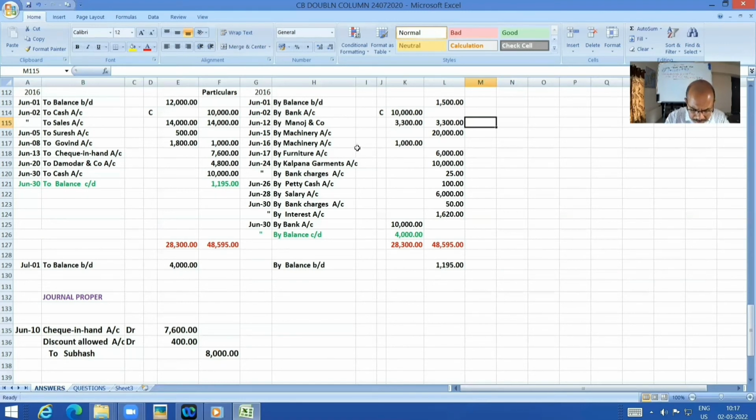Check received from Subhash deposited into bank. Yes, this check has been deposited into the bank. So what is the entry? Bank to check in hand, 7,600. Check in hand has got cancelled. We have dealt with similar cases in the previous video. So, right.